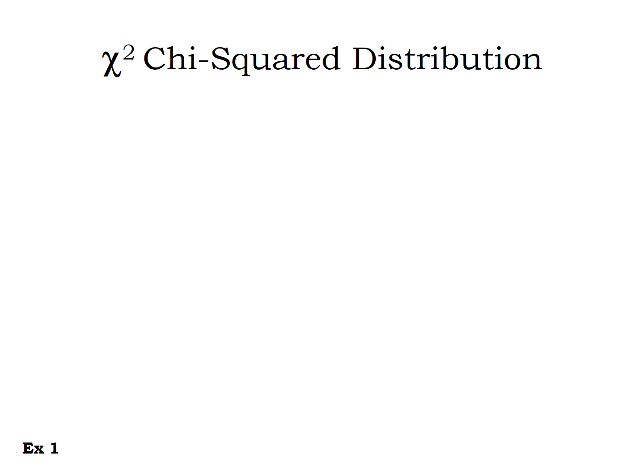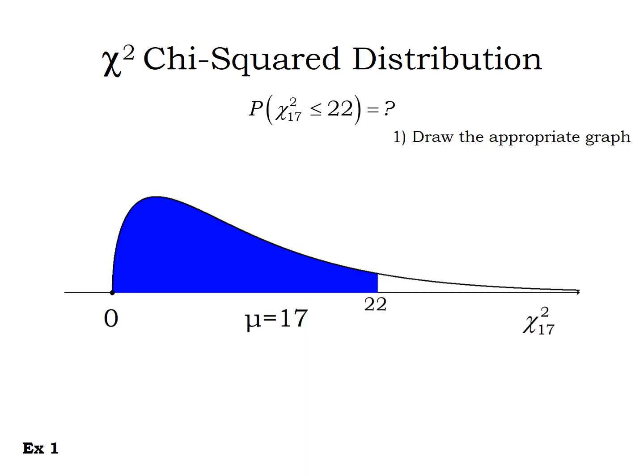Okay, so let's look at an application. We have a chi-square distribution with 17 degrees of freedom. We're randomly going to pick a value from that population. We want to know the probability that the value we pick is less than or equal to 22. So, you know the drill. First step, draw the appropriate graph. This is a skewed right graph that starts at 0, so it'll look something like this.